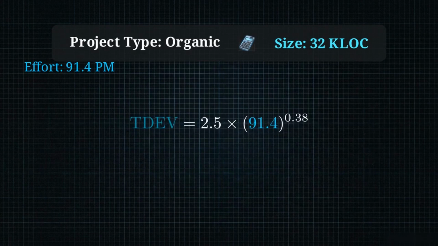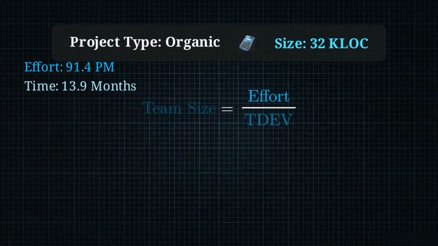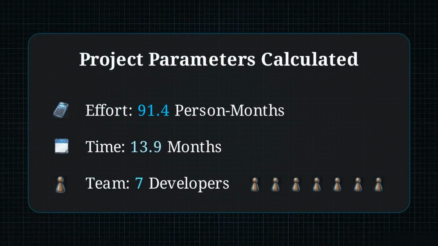With effort established, we calculate development time. Using our C and D constants for organic projects, we multiply 2.5 by 91.4 to the power of 0.38. That results in roughly 13.9 months on the calendar. To find our team size, we divide our 91.4 person-months of effort by our 13.9 months of time. The math gives us 6.6, meaning we need a team of exactly 7 developers.